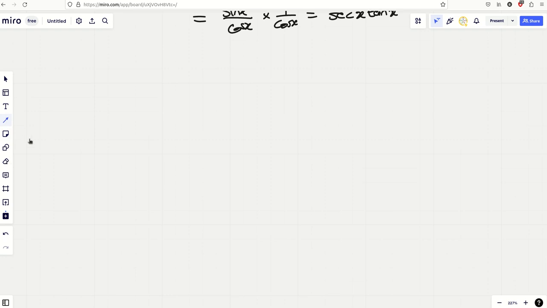Where's my pen? Where is it? This one? Yeah, here we go. Okay, so let's say you had f of x is tan x. I'm going to try and show that tan x differentiates to sec squared x from first principles.